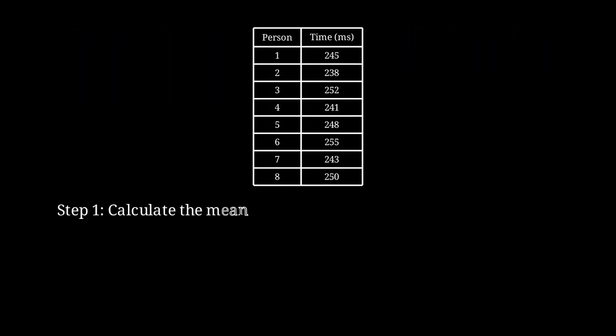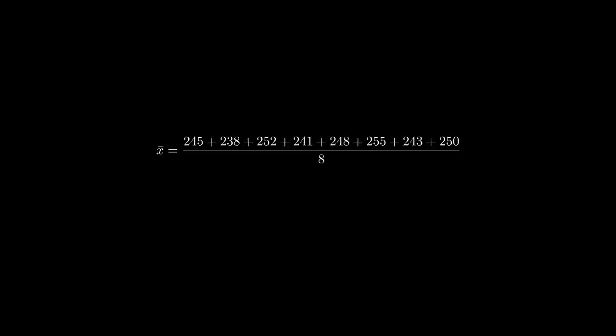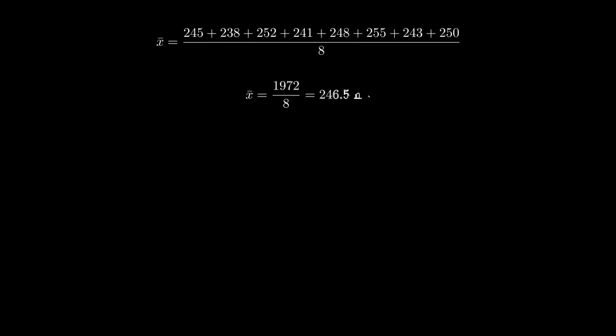Step 1. Calculate the mean. Add all 8 values and divide by 8. 245 plus 238 plus 252 plus 241 plus 248 plus 255 plus 243 plus 250, all divided by 8. This equals 1972 divided by 8, which gives us 246.5 milliseconds.